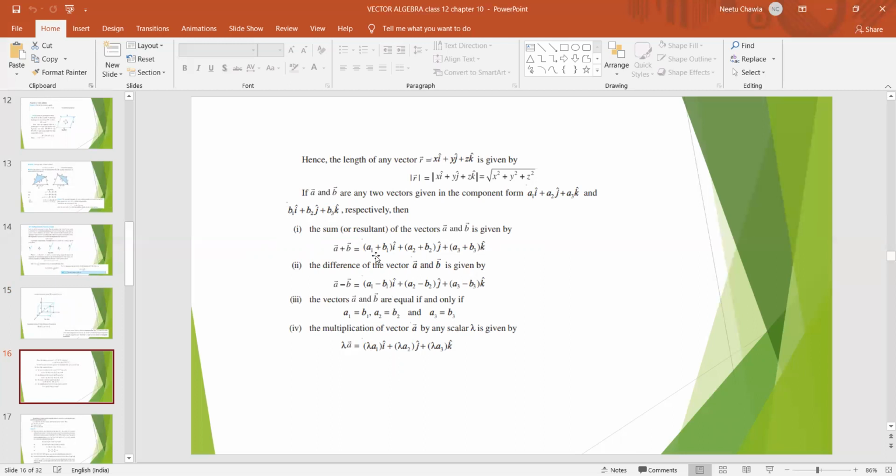Same for the subtraction also. A1 plus B1, here A1 minus B1. A2 plus B2, A2 minus B2, and A3 plus B3, A3 minus B3. i, j, and k remain the same.